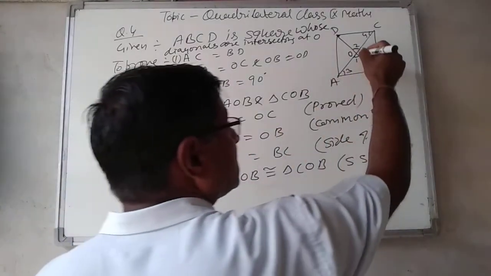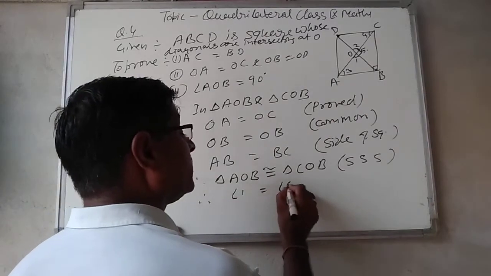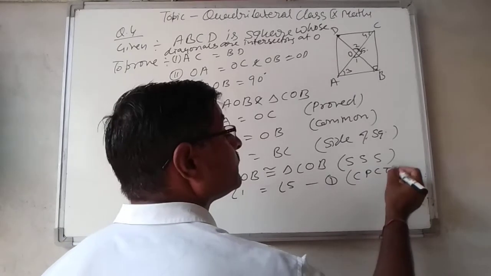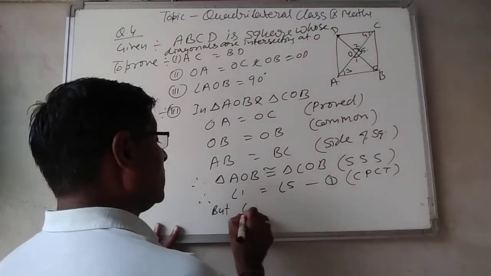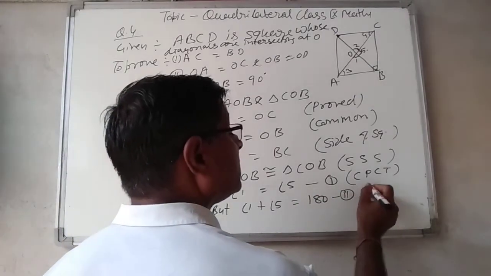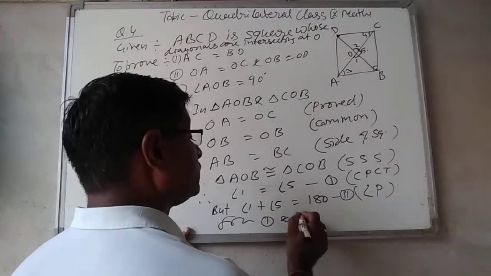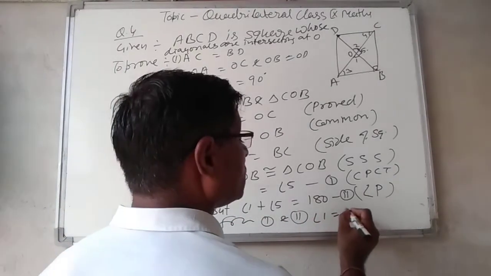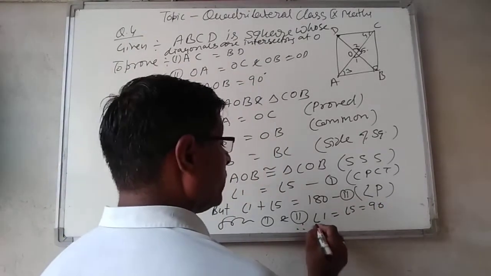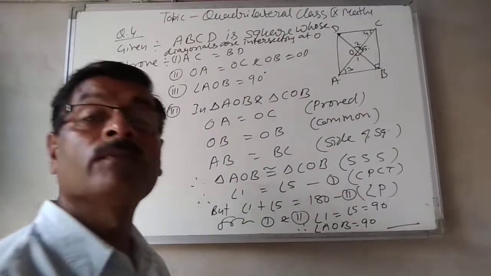So we can get the result angle 1 is equal to angle 5, this is first, by CPCT. But angle 1 plus angle 5 is equal to 180, second, linear pair. From first and second, angle 1 is equal to angle 5 is equal to 90 degrees. Therefore, angle AOB is equal to 90. Hence proved.